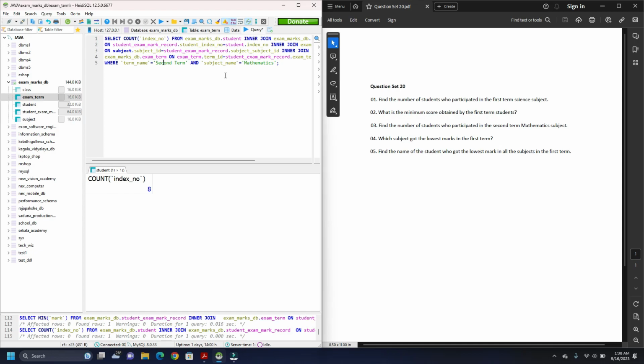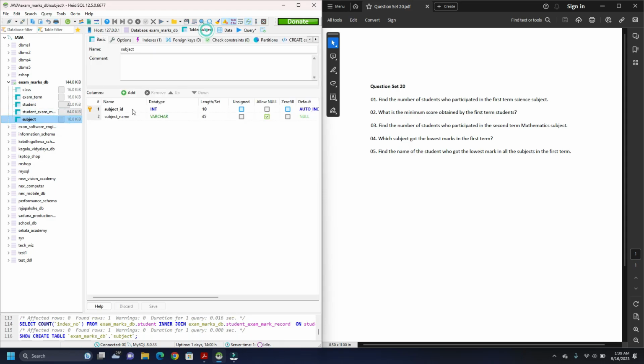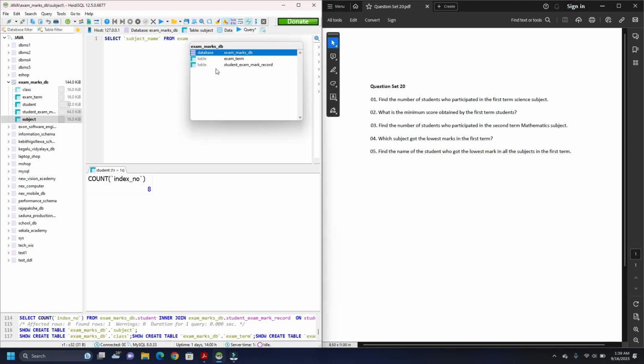And let's get into the fourth question. Which subject got the lowest marks in the first term? So in the second question we got the lowest mark, which is 10.5 in the first term. And the fourth question asks what subject it is. So to do that, we have to write a select query. Select. So here we have to find the name of the subject. So subject name from subject table.